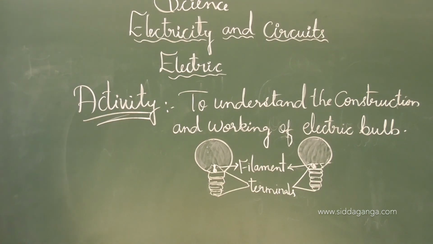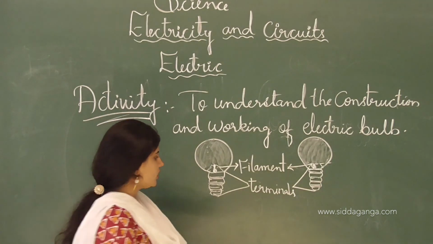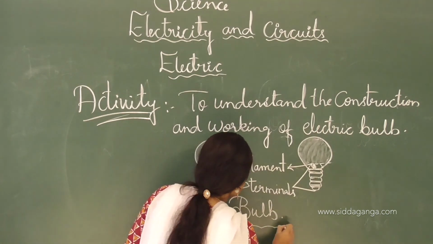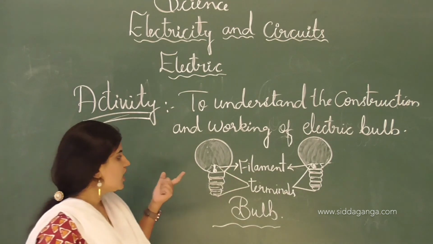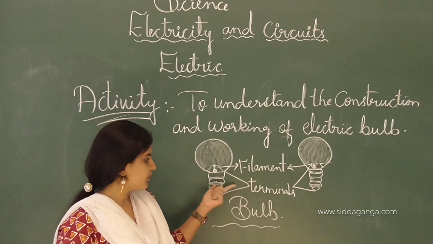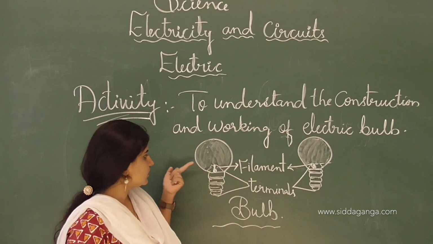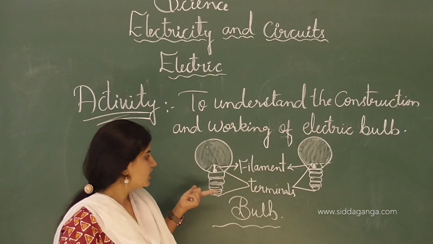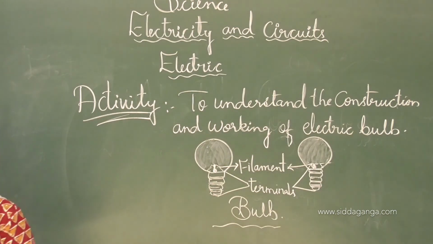In this activity we have to take out the bulb from the torch. If you observe the outer surface as well as the inner surface, you can see the terminals, the positive terminal as well as the negative terminal, and there is a glass base which is situated at the base of the metal.